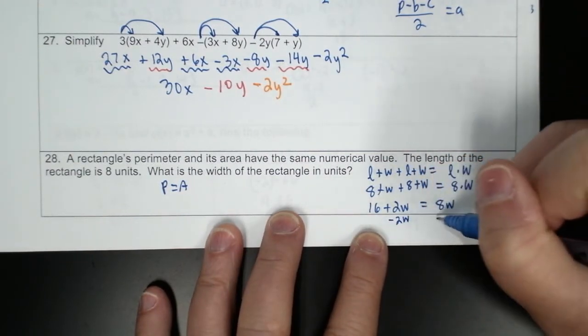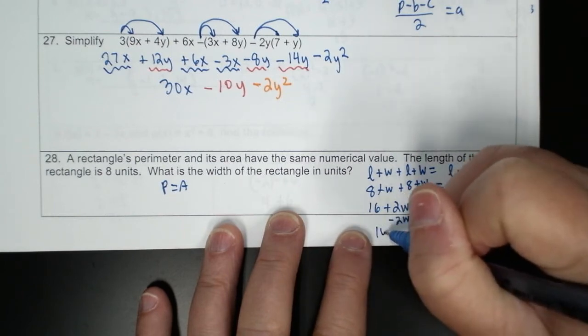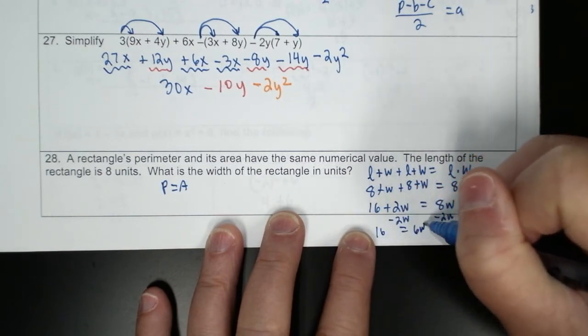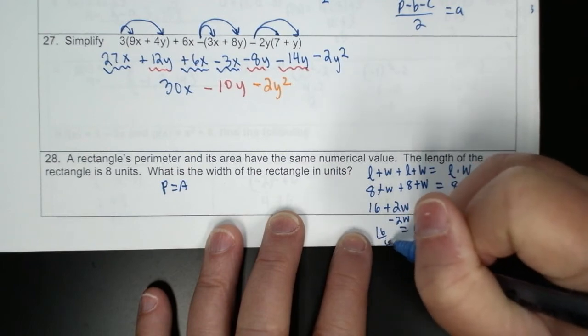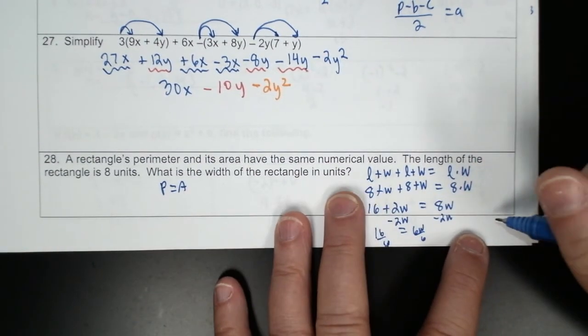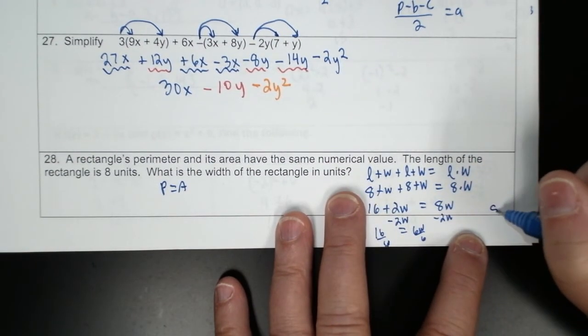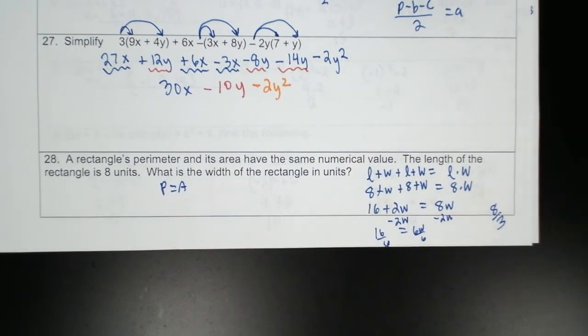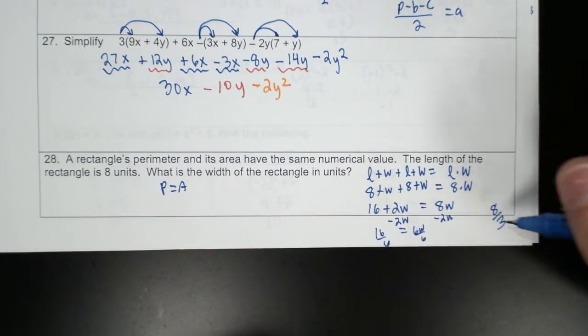Subtract 2W, subtract 2W. 16 equals 6W. Divide by 6, divide by 6. 8/3 is the width.